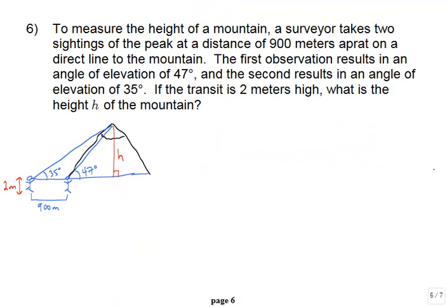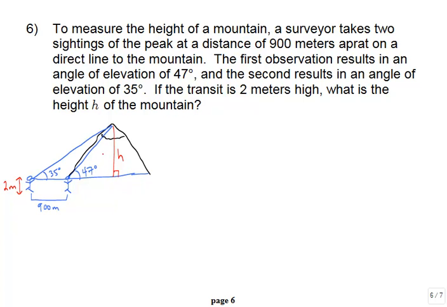Okay, let's finish off with a couple of applications here. In this problem, we want to find the measure. To measure the height of a mountain, a surveyor takes two sightings of the peak at a distance of 900 meters apart on a direct line to the mountain. The first observation results in an angle of elevation of 47 degrees, and the second results in an angle of elevation of 35 degrees. So here's my picture.